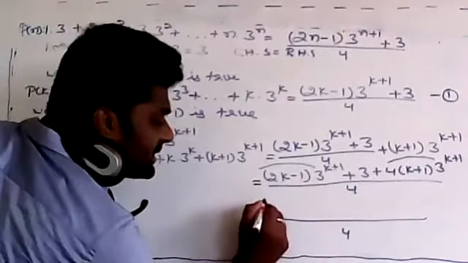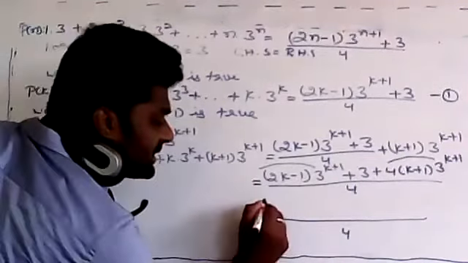As I said earlier, this is the P of k equation. Just in the place of k, you replace k plus 1. Just check what we get then. If I put here in the place of k, k plus 1, what do we get? 2k plus 2 minus 1. That is nothing but 2k plus 1. Correct? Here it is correct.